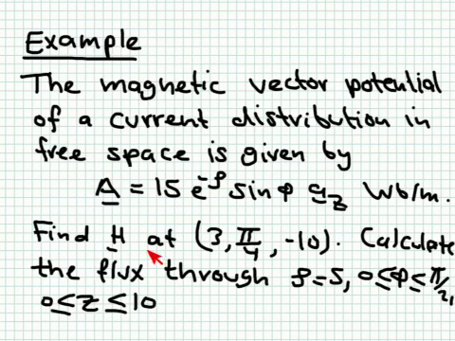We'd like to find H at the point 3, pi over 4, and minus 10, and of course this is given in cylindrical coordinates. This is rho, this is phi, and this is z. We'd like to calculate the flux through the surface rho equal to 5, phi between 0 and pi over 2, z between 0 and 10. So we'd like to calculate the flux through a part of a cylinder whose radius is 5, and phi is spanning an angle of pi over 2, and z is the length of 10.